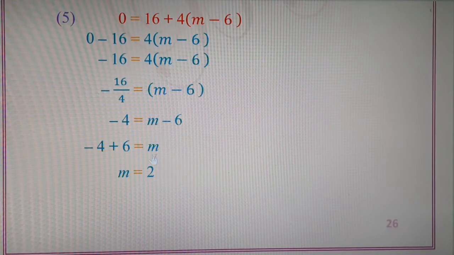And hence we will solve this further. Minus 4 plus 6, or we can say 6 minus 4. Minus 4 plus 6 can also be read or solved as 6 minus 4. Our answer is positive 2. So m is equal to positive 2 is our answer. M is equal to 2 is our final answer, or we can say m is equal to 2 is the solution of this given equation.